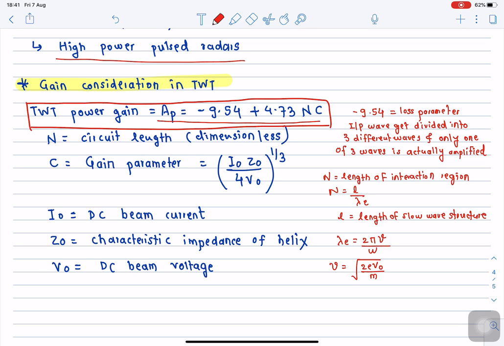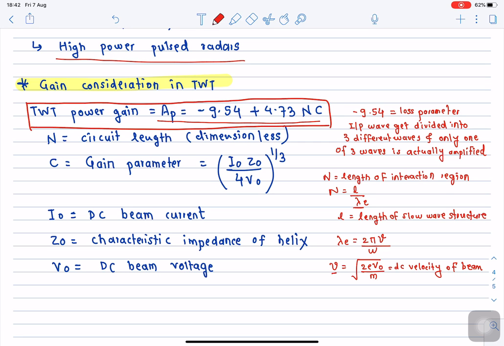Here N is the interaction length of the region, which is given by the ratio of the length of the slow wave structure divided by the operating wavelength, and this operating wavelength in the denominator is given by 2 pi v upon omega, where v is the DC velocity of the electron beam, right? So when we calculate these dimensions, the numerator and the denominator, in terms of meters, the circuit length will become dimensionless. That's why N represents a dimensionless parameter.